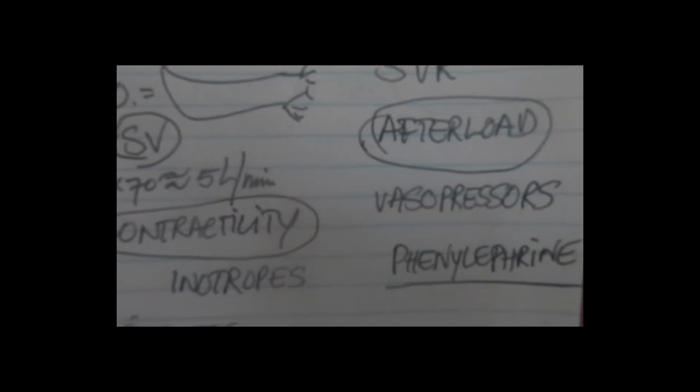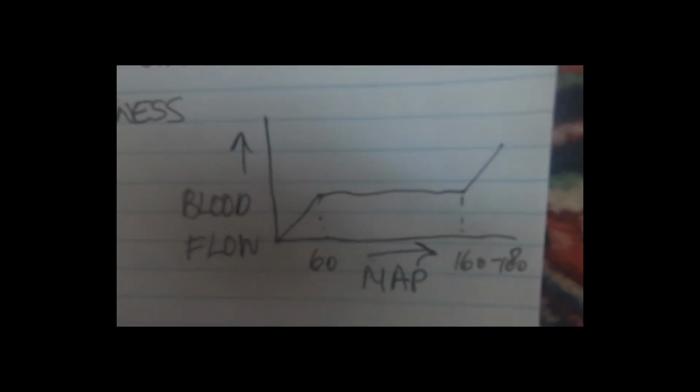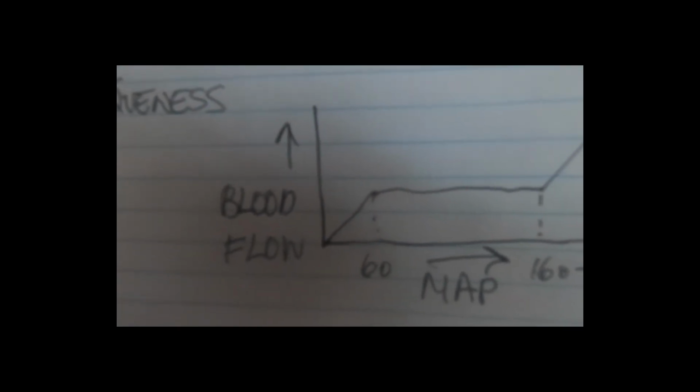So back to our original question. Now we know a bit more about blood pressure and how to control it. What does it actually do for blood flow? This is explained here in this little diagram. So we see blood flow against MAP. That stands for mean arterial pressure. So often it's called the mean.